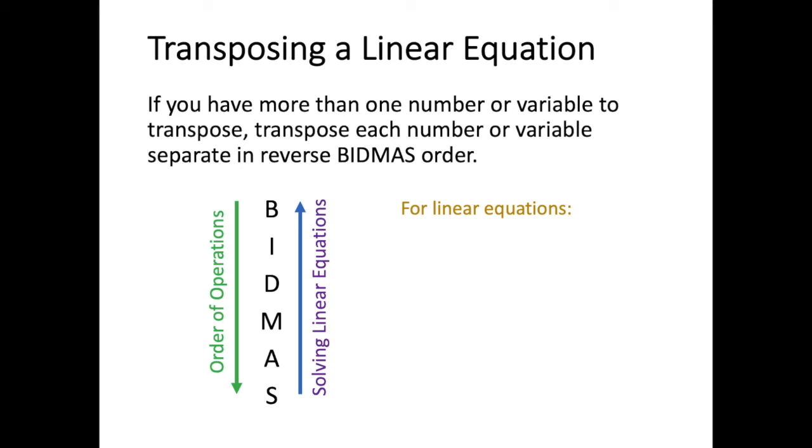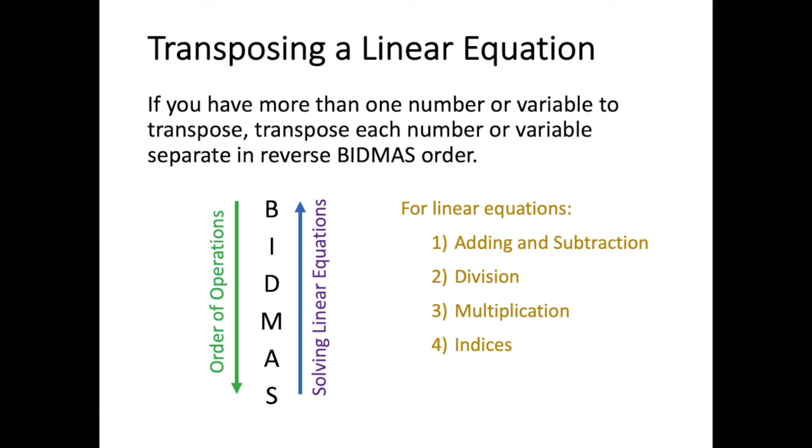So for linear equations, we start off, and if we've got any adding or subtracting, we transpose those operations first. Then we do division, multiplication, indices, and brackets last. So a little bit different to what we're used to. We've got to remember when we're transposing linear equations, we are doing the opposite order. So let's have a look at some examples.